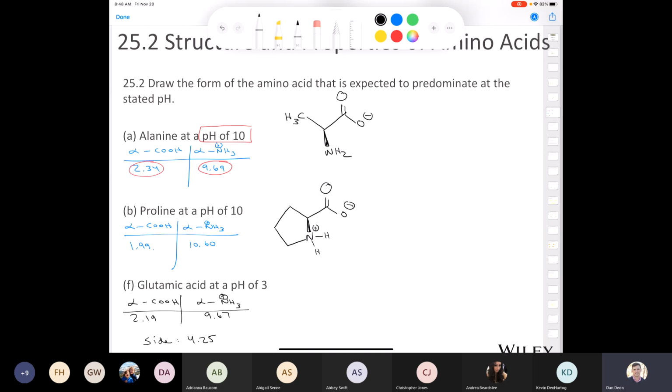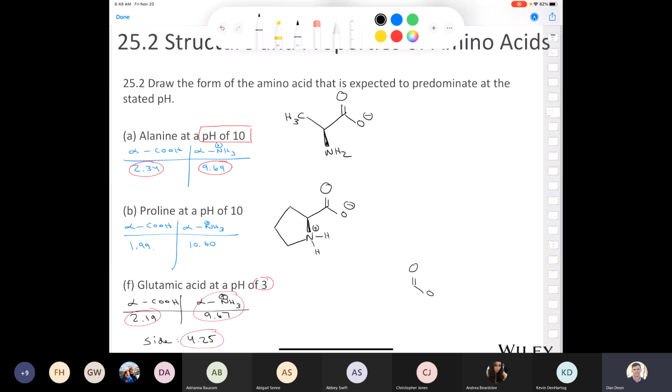Okay, well, I think you're probably getting the hang of it by now. We see that this pH is more basic than the carboxyl. It's more acidic than the side chain, so that's going to remain protonated. And it's definitely more acidic than the protonated amine, so that will remain protonated as well. Let's draw the structure.